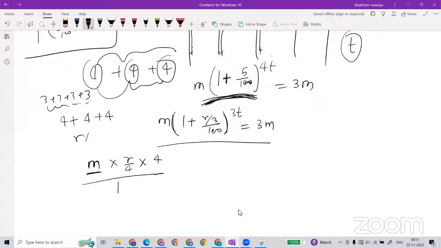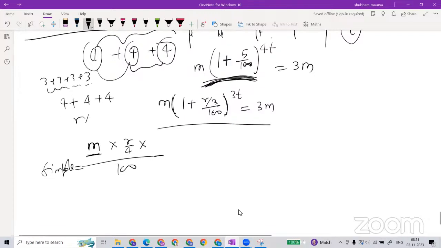So this is going to be over 100, using the simple interest. Simple interest, this is the interest here. Time is 4 months, so after 4 months the interest will be added. After 4 months, interest will be added, right? And the rate is per year, so you have to divide it by the number of times.